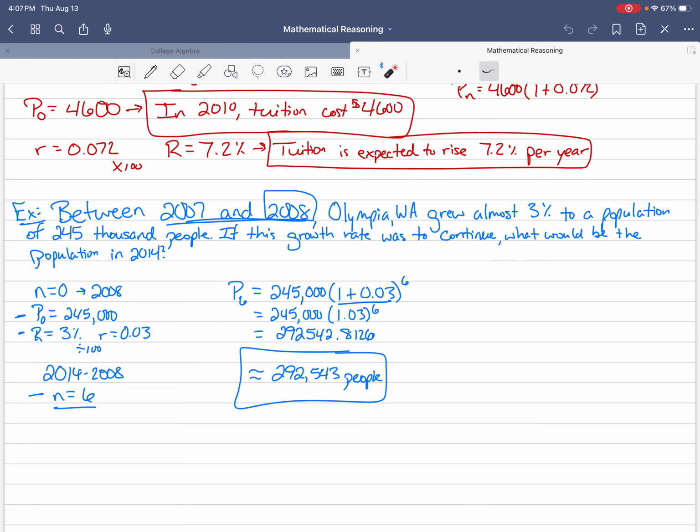1 plus 0.03 is 1.03 to the power of 6 times 245,000 ends up being this gross decimal of 292,542.8126. Since this is an approximation, we'll go ahead and just round accordingly. So we'll round this up and make it approximately 292,543 people.